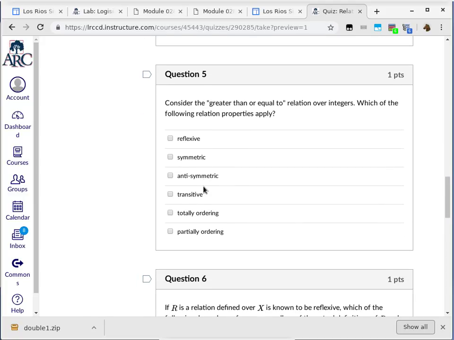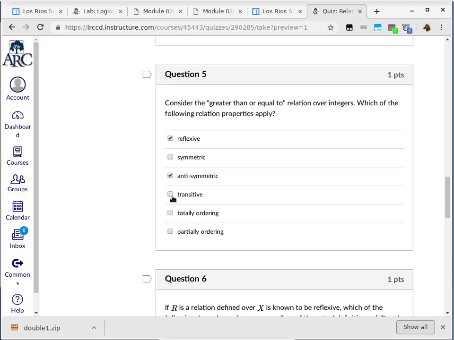Question number 5. Greater than or equal to? Don't you just like all these questions? Is it reflexive? Is every number greater than or equal to itself? Yes. Okay, because of the equal to, it is actually reflexive. Is it symmetric? A is greater than or equal to B if and only if B is greater than or equal to A. Nope. Okay, it's not symmetric. Is it anti-symmetric? A greater than or equal to B and B is greater than or equal to A implies A and B are the same. Yep.